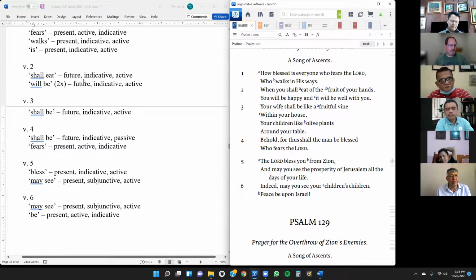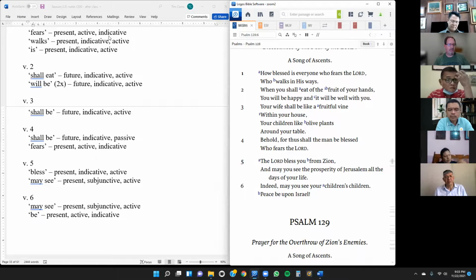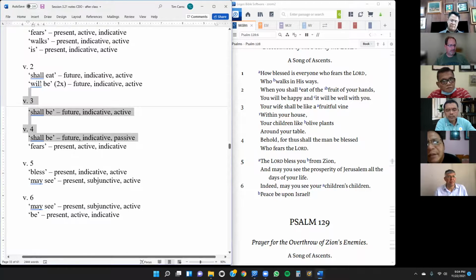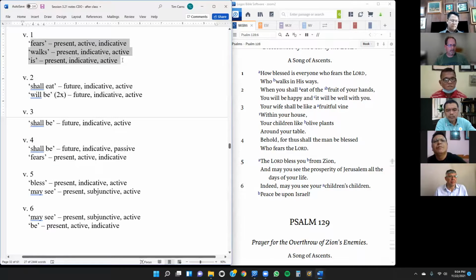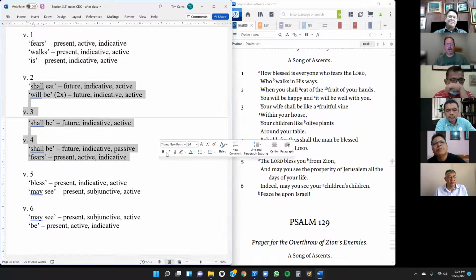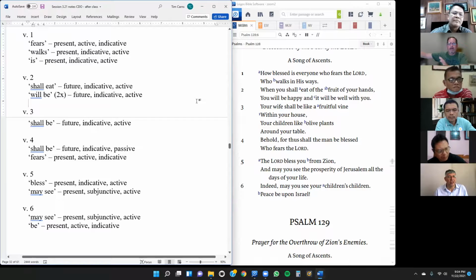Notice almost all of them, up until verse 5, are indicative. Almost all of them are active. And then there's a mix between present and future. Notice the shift in verses 2 to 4. Verse 1 is present tense, but verses 2 to 4 are future, right? Because it's describing what would happen for the man who fears the Lord.